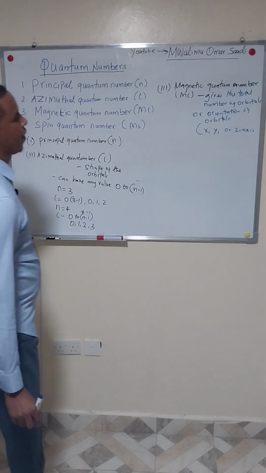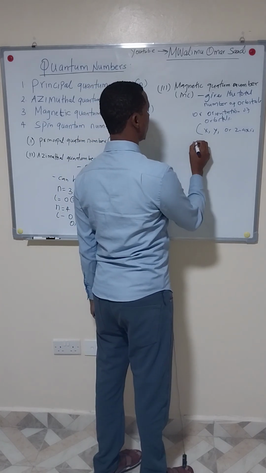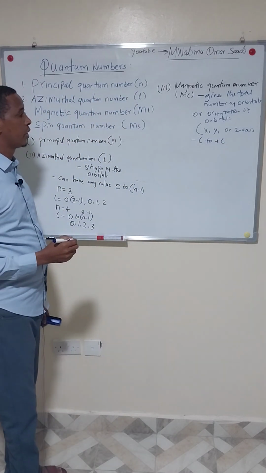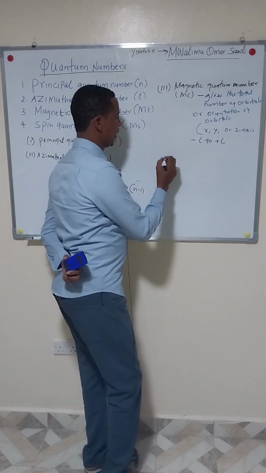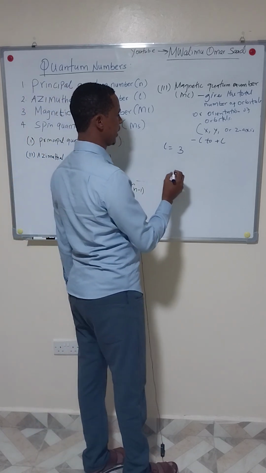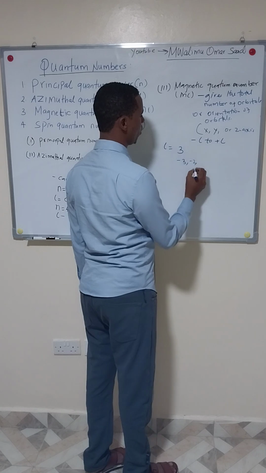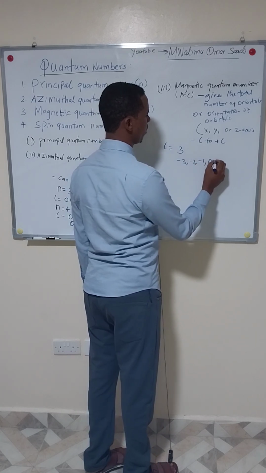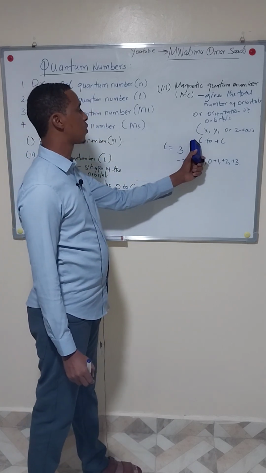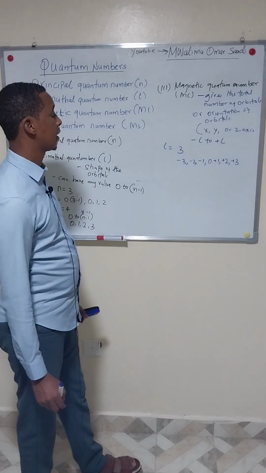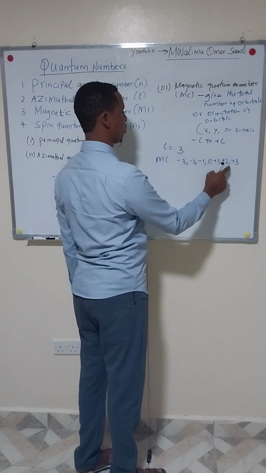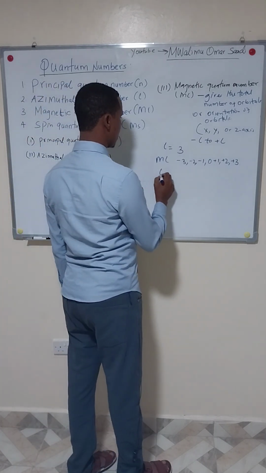So magnetic quantum number can have any values from negative L all the way to positive L. For instance, if the azimuthal quantum number, that's L, is 3, the magnetic quantum number will be negative 3, negative 2, negative 1, 0, positive 1, positive 2, positive 3. So ML will range from negative L all the way to positive L. That means if L is 3, ML will be negative 3, negative 2, negative 1, 0, 1, 2, and 3.